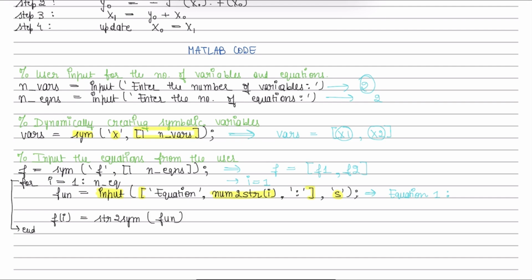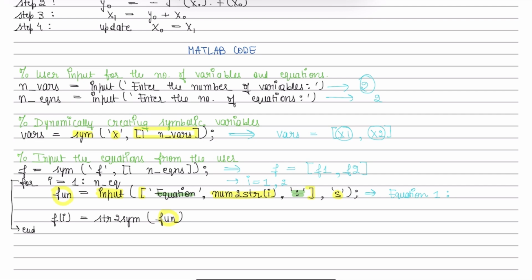Note that whatever is in the quotes will be treated as a printing statement, and num2str will take the value of i from the loop, and when the value of i is updated as 2, it will give the output as Equation 2 colon. Now let us understand the next statement, which says str2sym, and in the bracket we are taking whatever variable we have used in the previous statement.